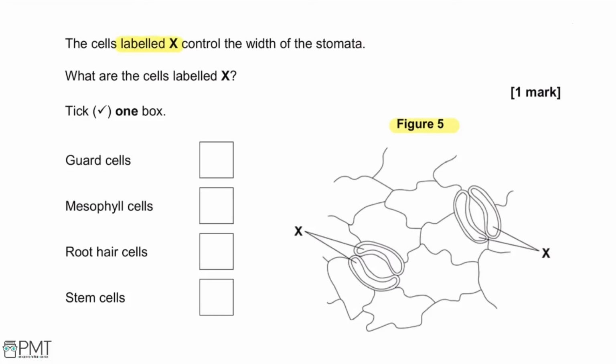The cells labelled X control the width of the stomata. What are the cells labelled X? Tick one box. So the question's referring to these highlighted bits just here, and these are called guard cells, so they contract or relax to make the width of the stomata, which is the gap between them, larger or smaller.